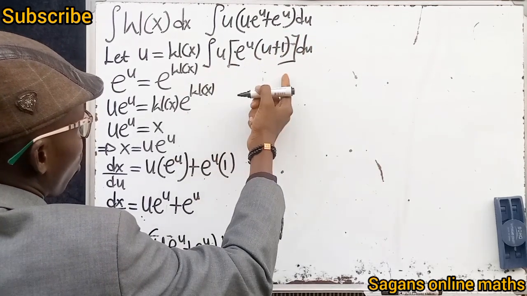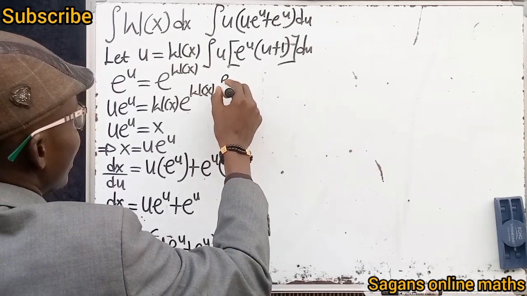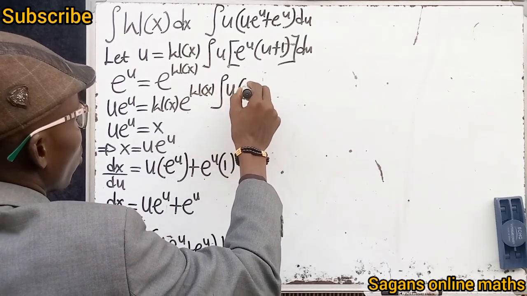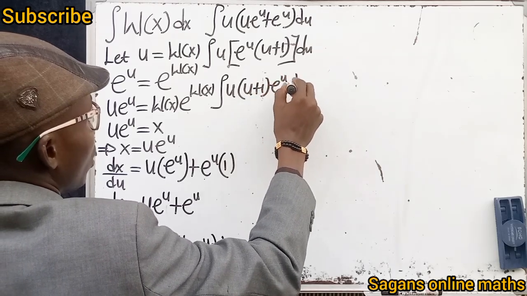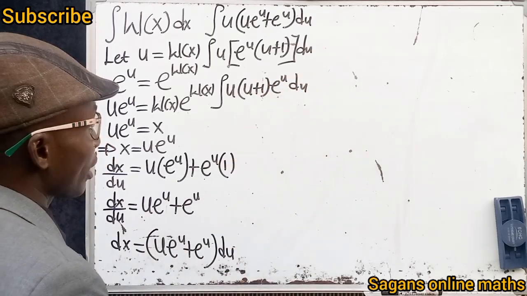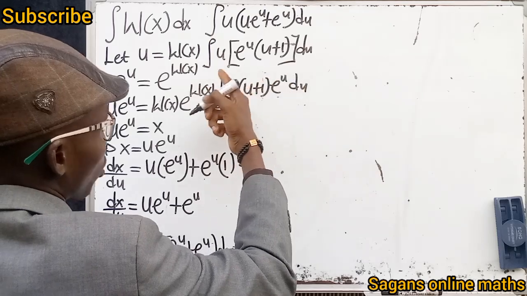Now do you know that we are not also wrong if we decide to write all this as the integral of u multiplied by u plus 1, then e to the power of u du. We are not wrong in any way, my brothers and sisters, as far as what you are having here, the relationship is a multiplication sign.